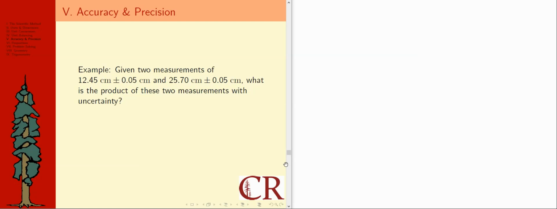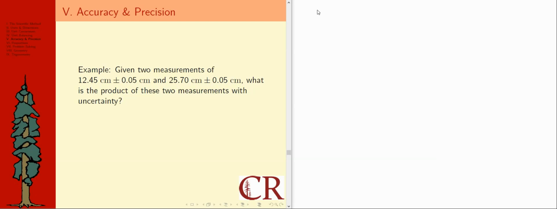Given two measurements of 12.45 centimeters plus or minus 0.05 centimeters and 25.70 centimeters plus or minus 0.05 centimeters, what is the product of these two measurements with uncertainty? Well, okay, product. Let me do the easy part first here. This example I think is maybe pushing the edge a little bit with what we're doing, but I want to show you guys how something like this could work.